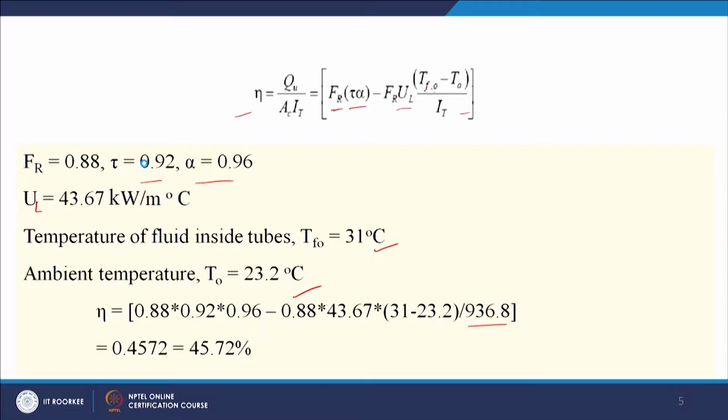IT is given here as 936.8 kilowatt per meter square. So, if we put these values in this expression, then eta equals 0.88 into 0.92 into 0.96 minus 0.88 into 43.67 into (31 minus 23.2) divided by IT, that is 936.8. So, we are getting this equal to 0.4572, or in percentage it is 45.72%.